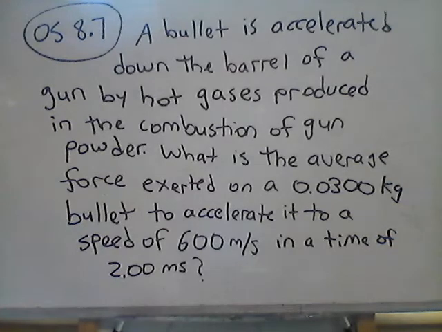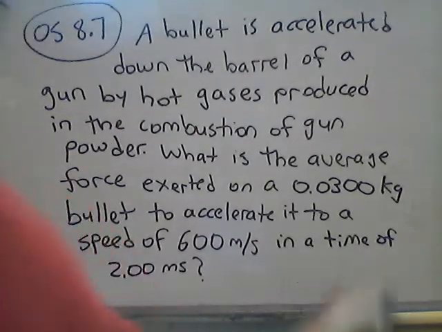So again, a bullet is accelerated down the barrel of a gun by hot gases produced in the combustion of gunpowder. What is the average force exerted on a 0.0300 kilogram bullet to accelerate it to a speed of 600 meters per second in a time of 2.00 milliseconds? So again, this is like the bat hitting the baseball. Here, initially, the bullet is at rest, has no reason to move. Then you have this chemical reaction caused by the burning of gunpowder that causes this exothermic reaction that essentially blows the bullet out. So the bullet now goes from having no initial momentum to a very large momentum caused by this explosion. This is an impulse, a change in momentum caused by what? Caused by an impulse, an average force over a small amount of time. Okay, it's very similar to the baseball getting hit by the bat.